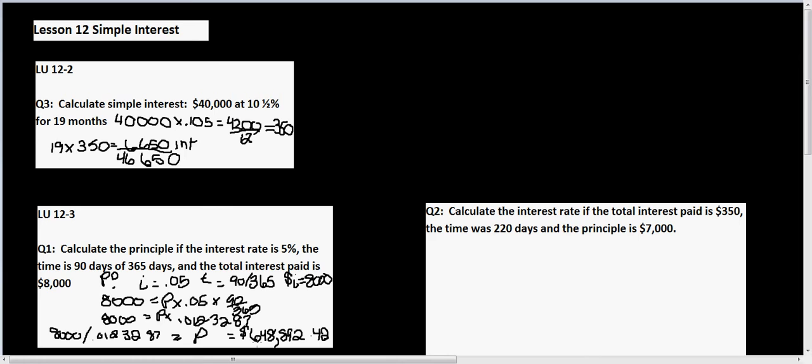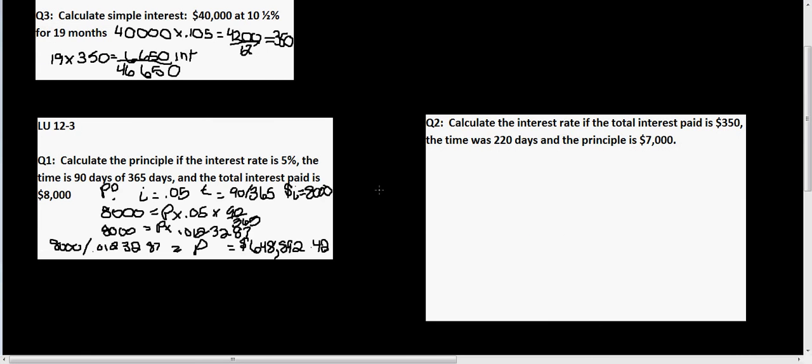If we borrow 648,892.42 at a simple interest rate of 5% for 90 days, we will end up paying $8,000 in interest. You can test that out by putting this number, your principal, back into the formula just like we did up here. And if you get 8,000, you know you did it right. Test it out and see what you get. I'm sure it'll be right. Okay, let's try another example like that.